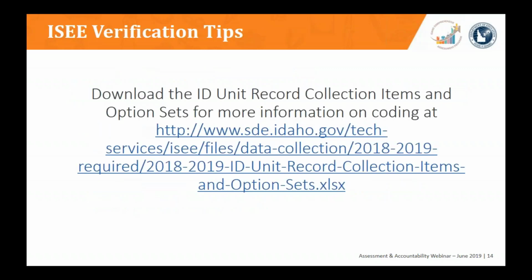Also, if you see any inaccurate data displayed in the application, please follow up with your local IC coordinator. Another verification tip for IC is to download the Idaho Unit Record Collection Items and Option Sets for more information on the various codes in IC and how this can affect your accountability results.